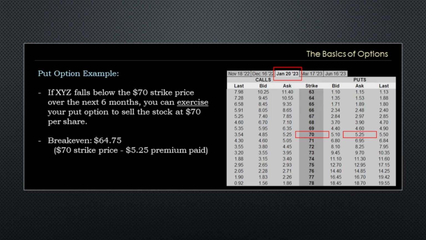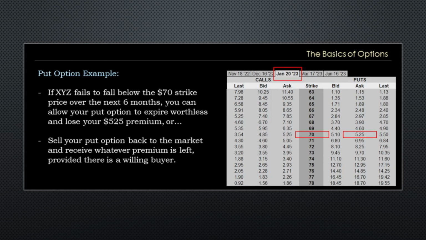But remember that you also paid a premium of $5.25 for the right to sell the stock at $70 per share. So your break even, or total proceeds from the sale, would be $64.75. That's the strike price minus the premium paid for the option.